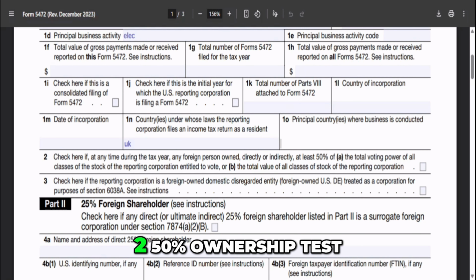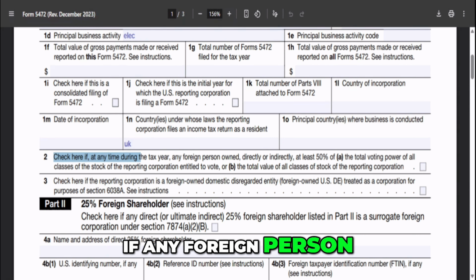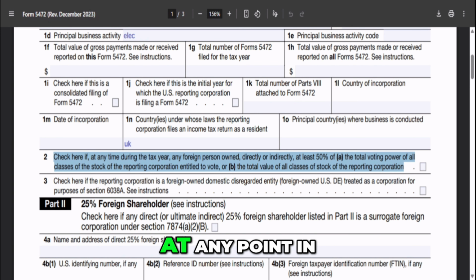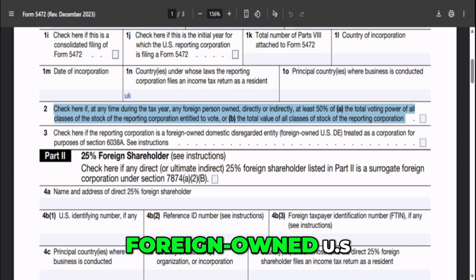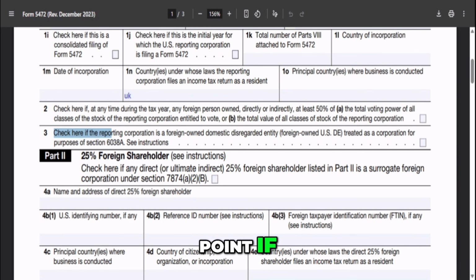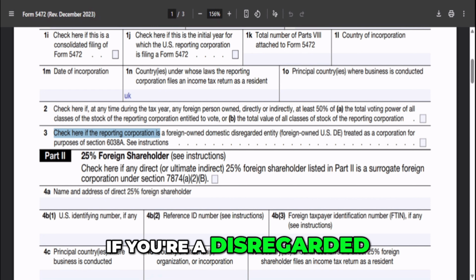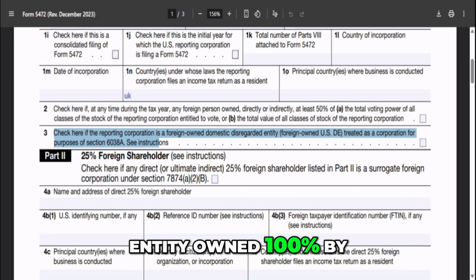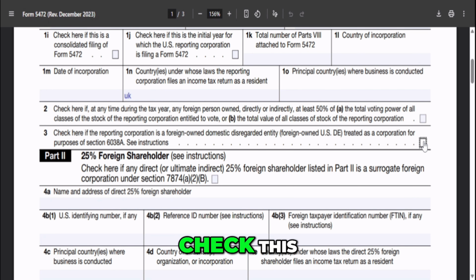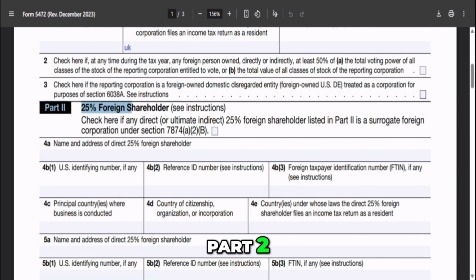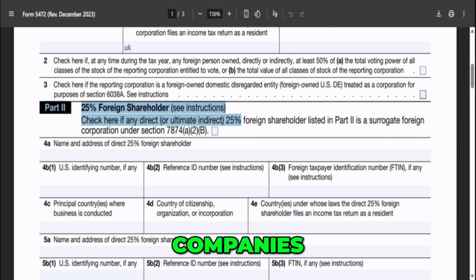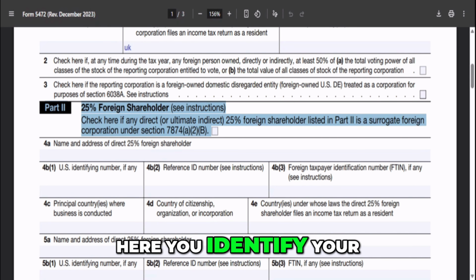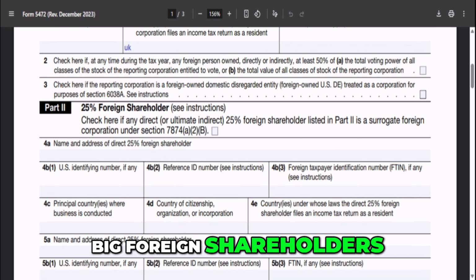Now, 50% ownership test. If any foreign person owned 50% or more at any point in the year, check the box. 3. Foreign-owned U.S. disregarded entity. If you're a disregarded entity owned 100% by a foreign person, check this. Part 2. Who owns you, for 25% plus foreign-owned U.S. companies? Here you identify your big foreign shareholders.